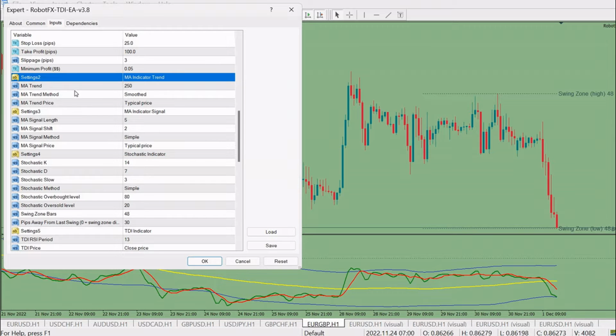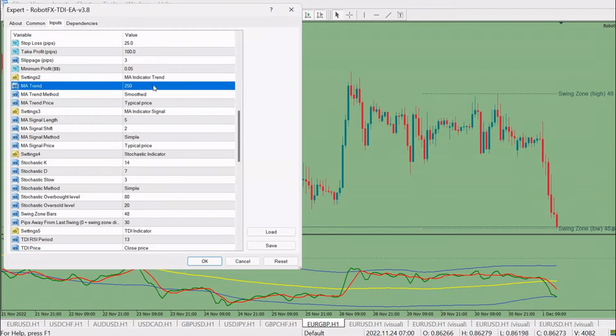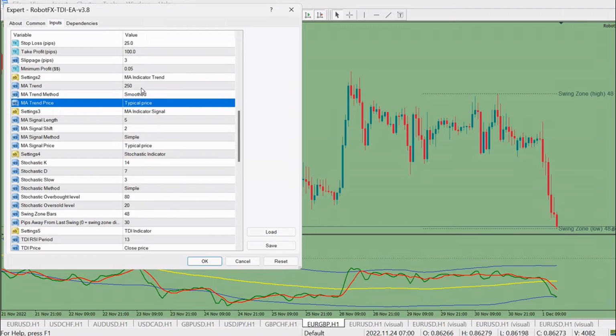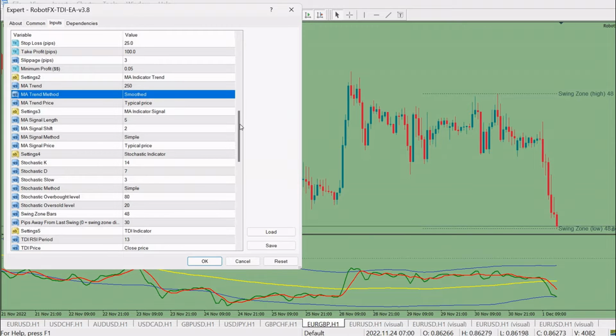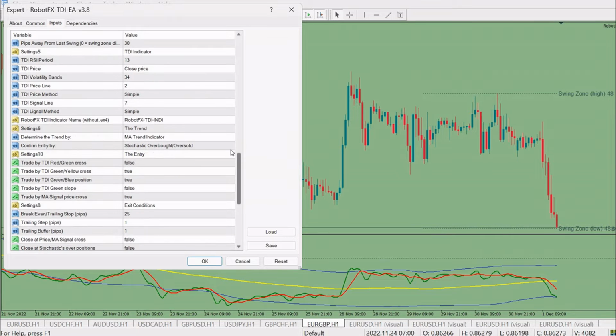The next part of the settings 2 refers to a moving average that can be used as a trend detector. And by the way, it doesn't need to be attached to the chart. So if you want to use a moving average as a trend detector, enter its settings here. Basically, if the price is above the moving average, the expert advisor will consider an uptrend, and if the price is below the moving average, it will consider a downtrend and trade accordingly. And don't forget to change the determined by trend from whatever it is here to moving average indicator, as it is right now.